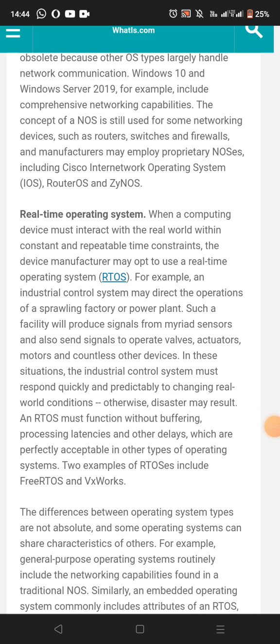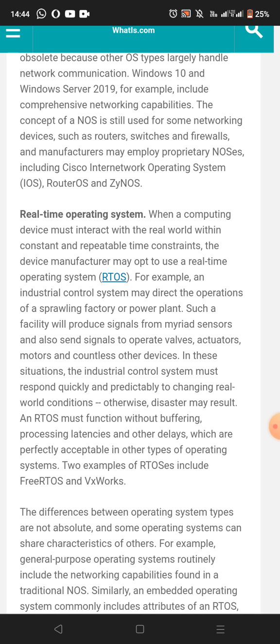So let's talk about real-time operating systems. When a computing device must interact with the real world within constant and repeatable time constraints, the device manufacturer may opt to use a real-time operating system (RTOS). For example, an industrial control system may direct the operations of a sprawling factory or power plant.